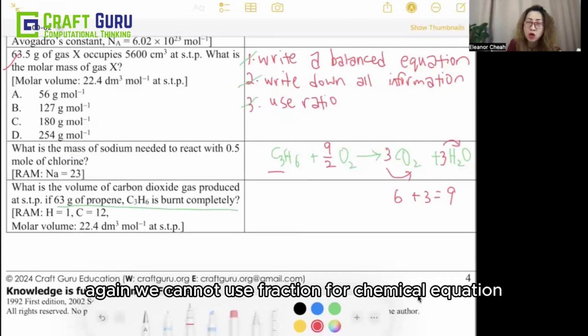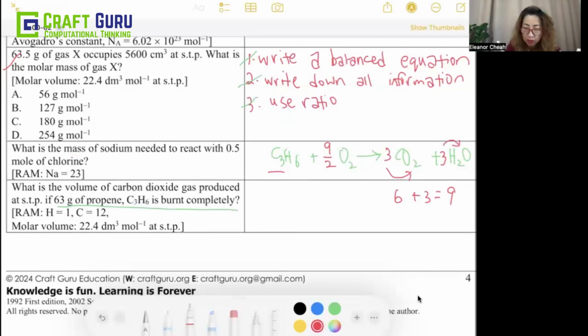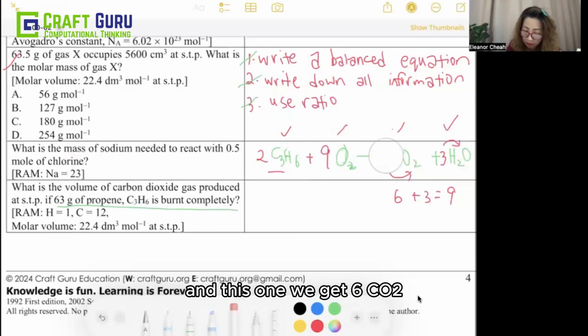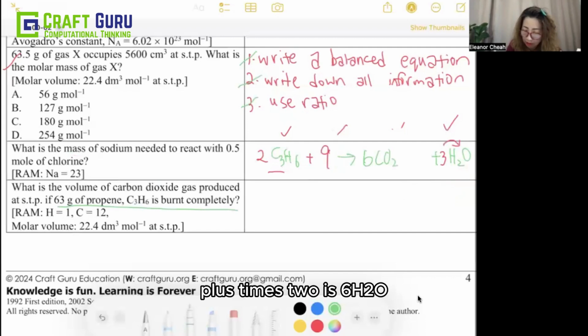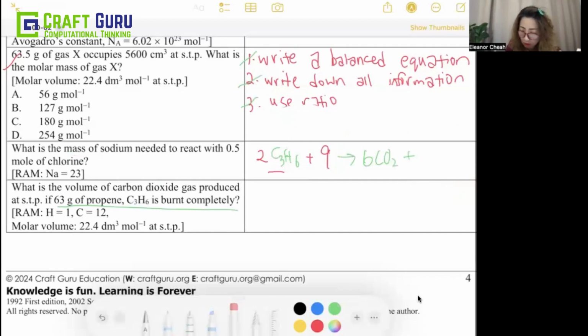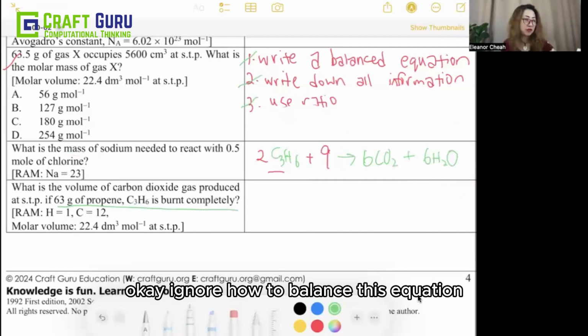Of course, again, we cannot use fraction for chemical equation. Everyone times 2. Then we get 2 propene, 9 O2, and this one we get 6 CO2 plus times 2 is 6 H2O. Okay, ignore how to balance this equation.